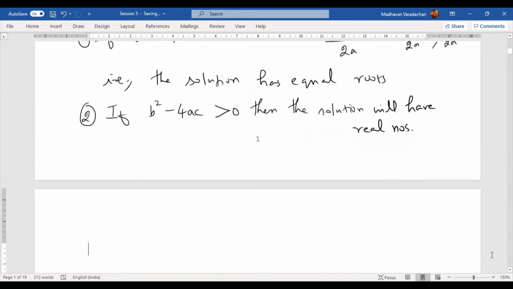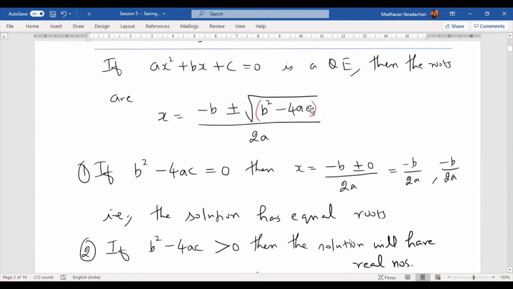But in case b square minus 4ac is lesser than 0, meaning inside the square root it is negative, then what happens?